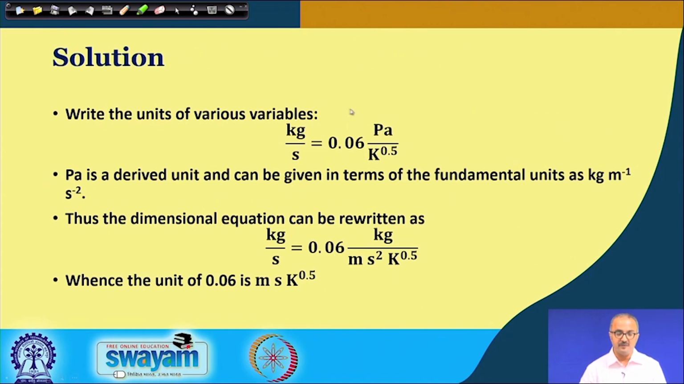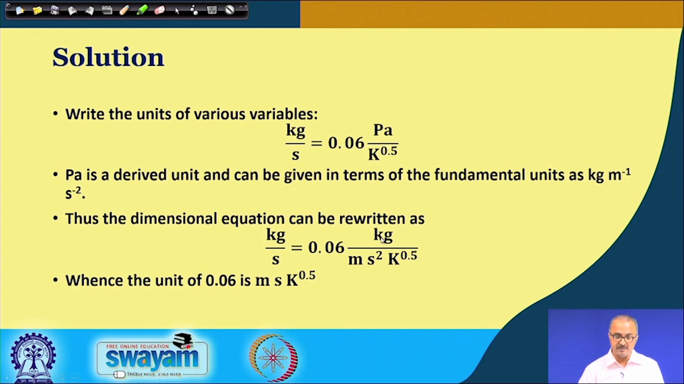So, what we do, without writing any numbers, we simply put kg per second on the left hand side, because mass rate is in kg per second, Pascal is for the pressure and Kelvin for the temperature. Now, we write all these in terms of fundamental variables, because we know that pressure is a derived quantity. So, kg and second are fundamental, Kelvin is fundamental. Now, pressure is kg per meter per second square.